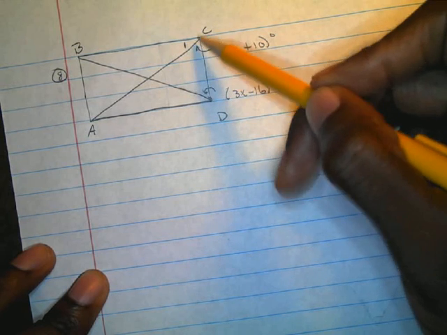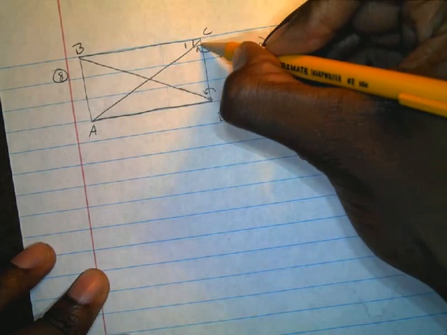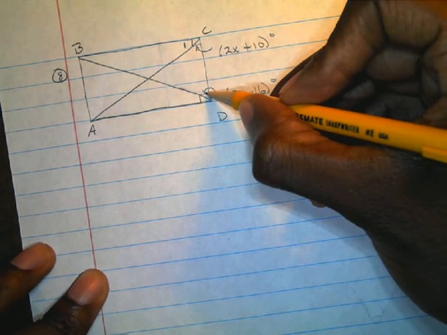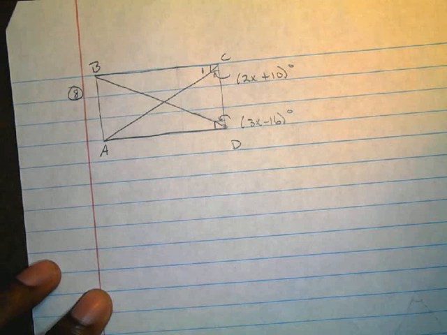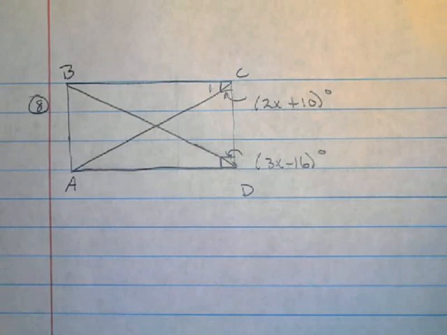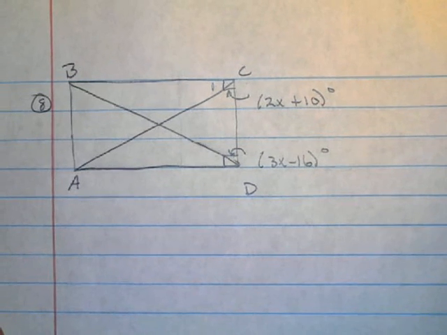We know the whole angle is 90 degrees, right? It's only giving us a piece of it. Let me zoom in a little bit so y'all can see that. It's only giving us a piece of the angle, not the whole angle. We already know the whole angle is 90 degrees.